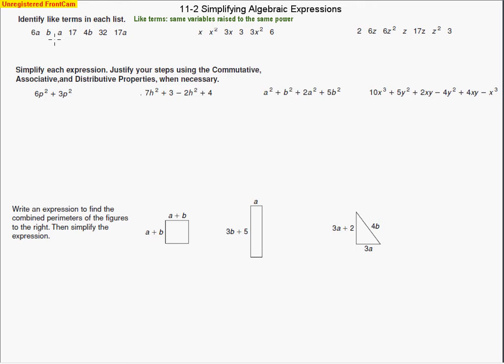So the first set of directions asks us to identify the like terms in each of these lists. So what are like terms? Well, I listed it up here. Like terms are the same variables raised to the same powers.